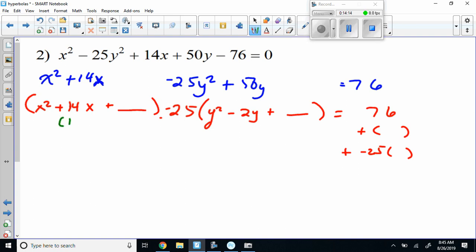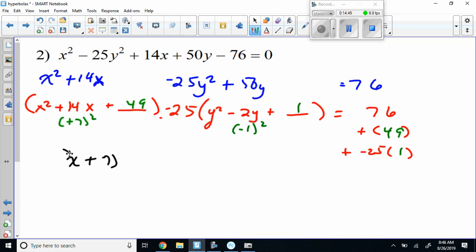So that would be plus 7 squared, which is 49. So there's my 49 over here. Now looking at this, it'd be negative 1 squared, so it'd be positive 1. Right? Okay, now I'm ready to write my perfect square trinomials in factored form. Anybody got any questions up to there? Anybody? Okay, let's proceed.